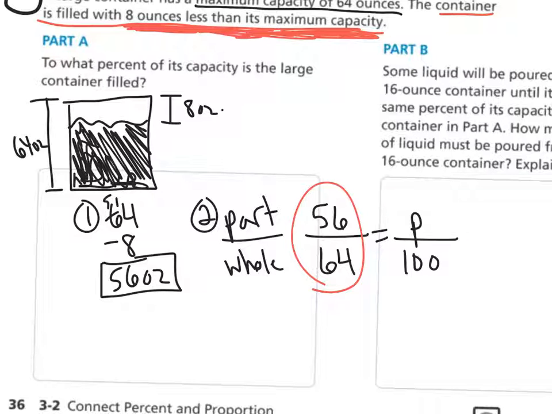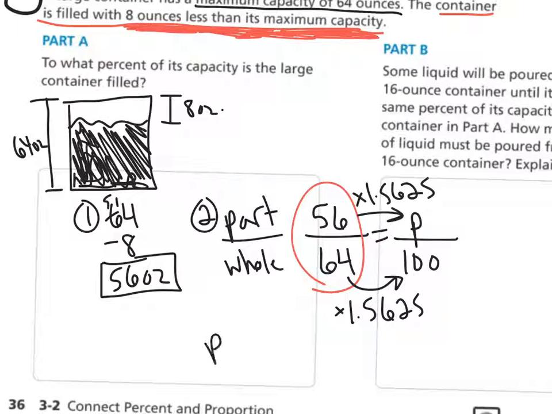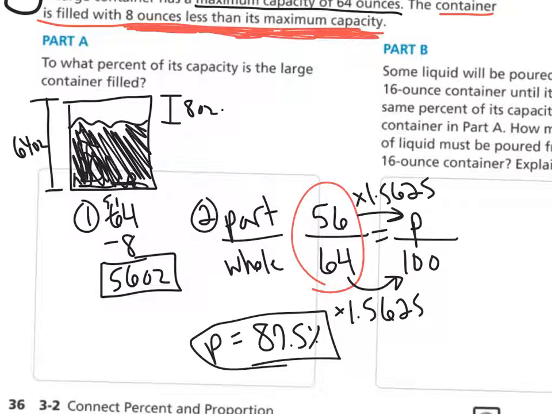One option, if you do 100 divided by 64, is 1.5625. So if we multiply that, that's one option. That'll be 87.5%. Or you could just take 56 divided by 64 and you'll get 0.875, and then just move your decimal over 2 spots to the right.